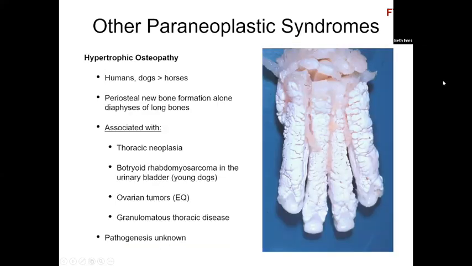For that one, as compared to osteosarcoma, this is more like a sheet of bone. This is non-neoplastic bone. This is a response of the periosteum to these things, a cancer or other things somewhere else. So paraneoplastic responses are not neoplastic themselves. They're caused by the neoplasm, but this is not neoplastic. That makes sense?